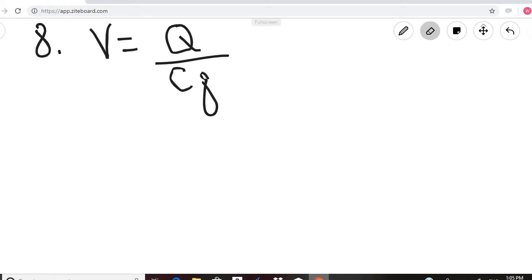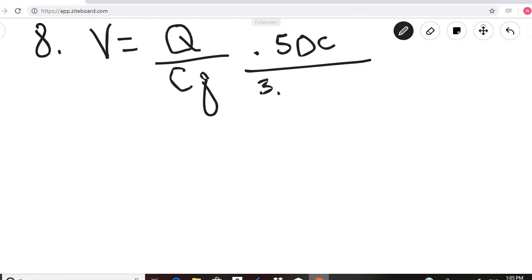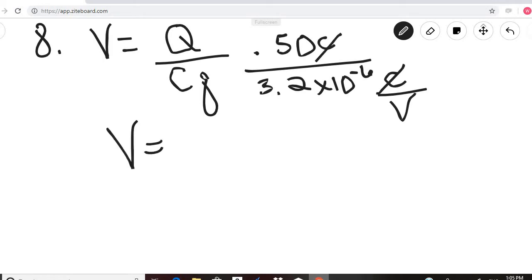Q is the charge that it stores, so this would be 0.50 coulombs. And the capacitor, we are told, is 3.2 times 10 to the negative 6 farad, which is a coulomb per volt. Okay, so your coulombs are going to cancel. You're going to be left with volts. And V will be equal to 1.6 times 10 to the 5th volts.